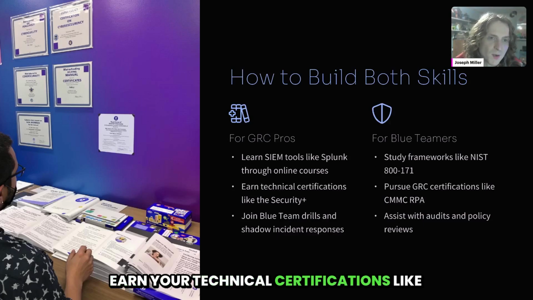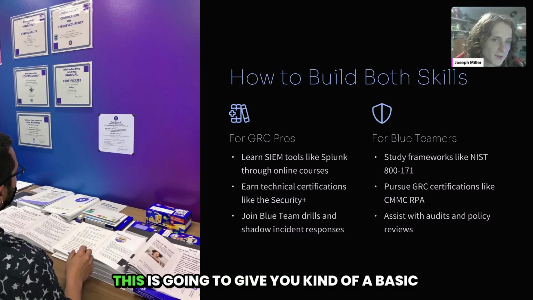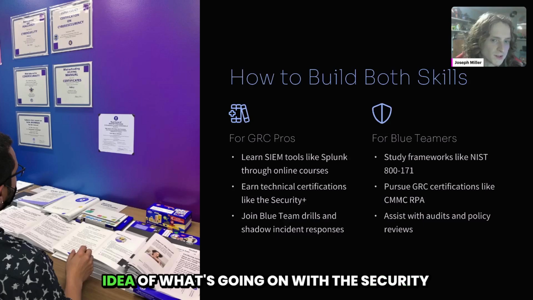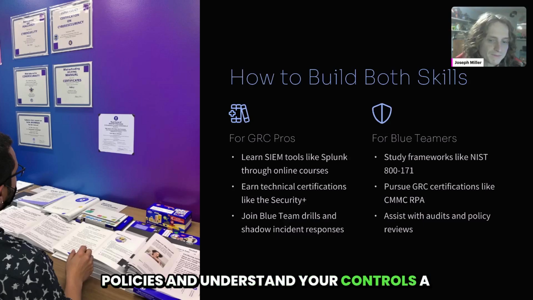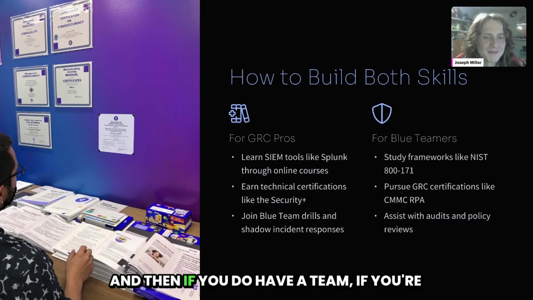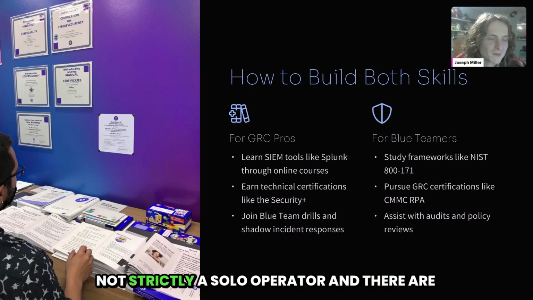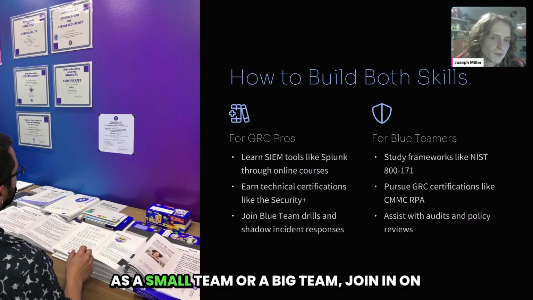Earn your technical certifications like your Security Plus. This is going to give you kind of a basic idea of what's going on with the security side of things. It's just going to give you your basic understanding. That way you can write your policies and understand your controls a little bit better. And then if you do have a team, if you're not strictly a solo operator and it's a small team or a big team, join in on their drills.